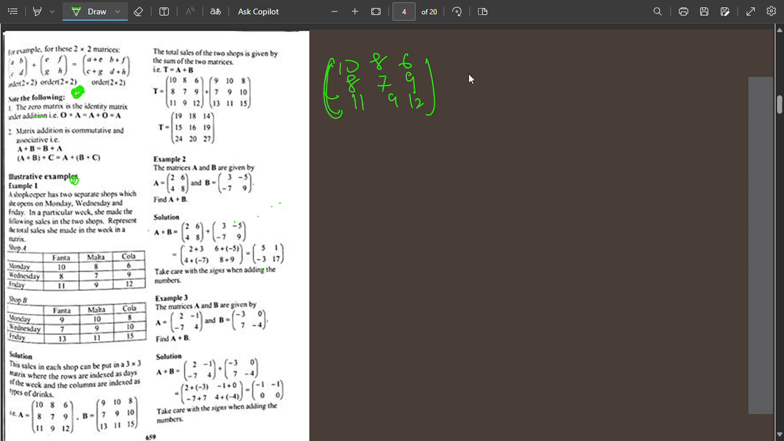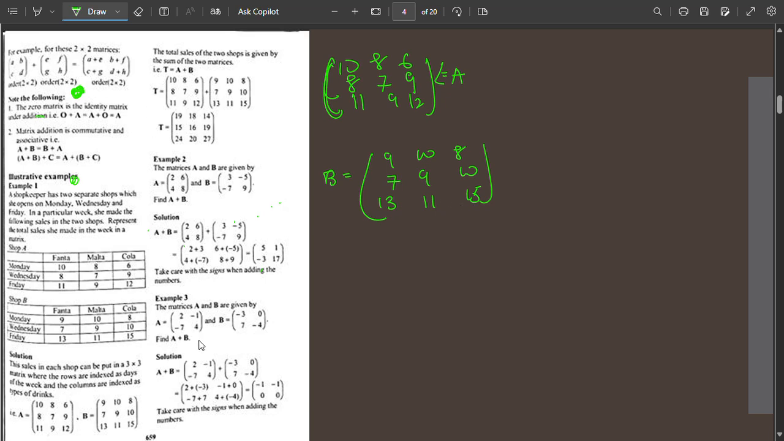Very easy. Then in the next shop, this is for shop A. This is shop A, sorry for bringing it there. And then for shop B, we have 9, 10, 8, 7, 9, 10, 13, 11, 15. This is shop B.